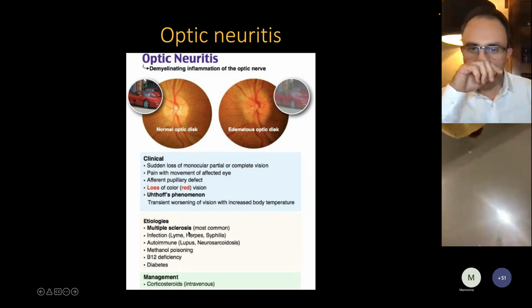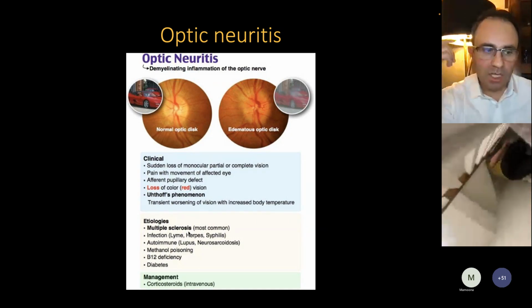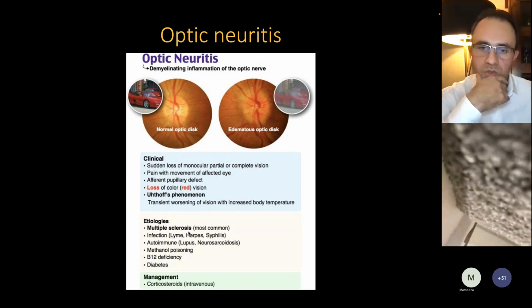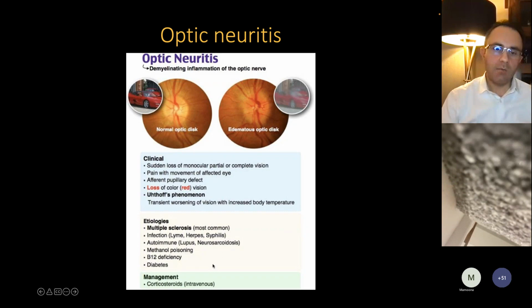So from your point of view, I think you can link things together and ask about other signs or symptoms of multiple sclerosis to know whether there is any link. The management, according to the optic neuritis study, there is no point in giving those patients oral steroids only. It's not going to make any difference.